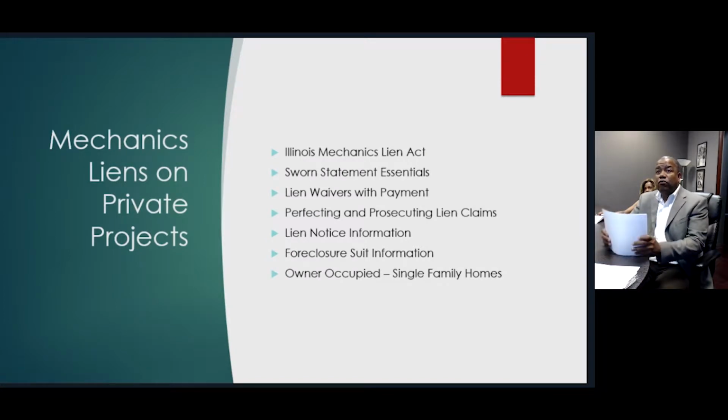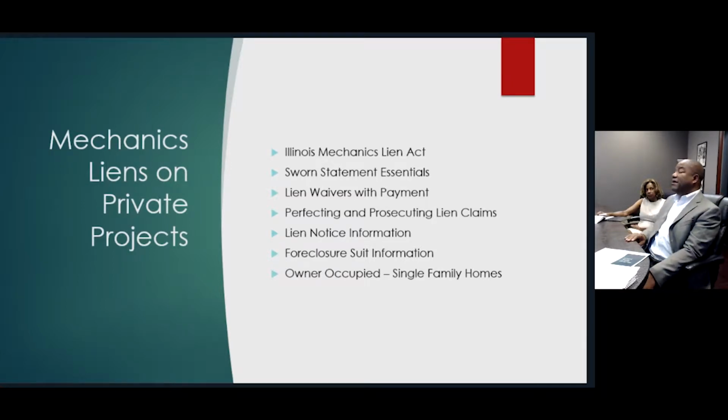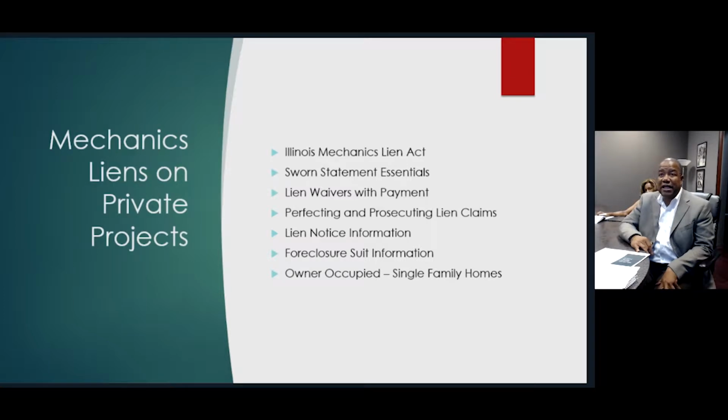Now, we're going to first, again, as I just mentioned, look at mechanics liens on private projects. I'm going to give an overview of what the Mechanics Lien Act is. We're going to talk about some of the elements of a sworn statement, lien waivers with payment, and we'll get an understanding of what types of lien waivers are used in this process. We'll understand how to perfect and prosecute lien claims, and what information needs to be provided on a lien notice, a foreclosure suit information, and then there may be some contractors out there that are doing work on single-family homes, and we're going to briefly discuss the duties and responsibilities of those contractors.